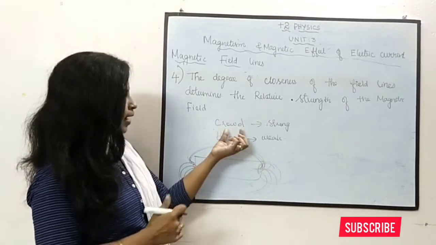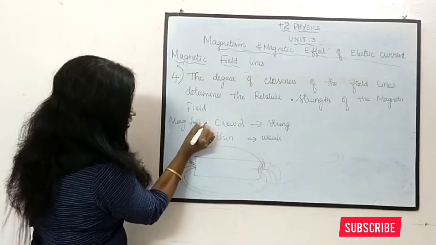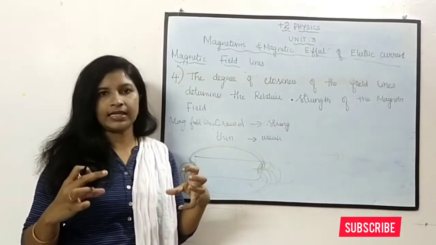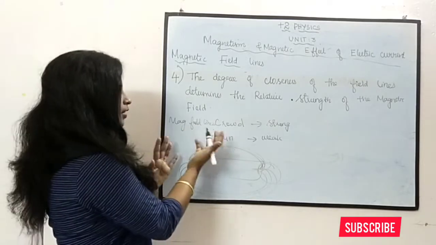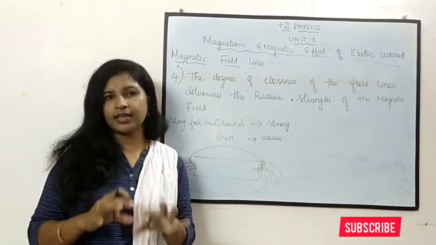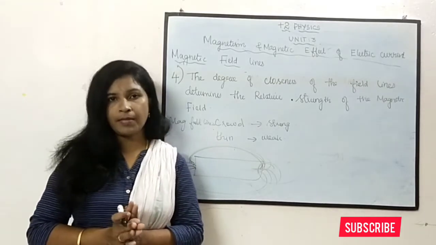Okay. If the magnetic field lines are crowded, then we can say it is having a strong magnetic field. If the magnetic field lines are thin, we can say the magnetic field is weak. Okay. So these are all the basic properties of a magnetic field.